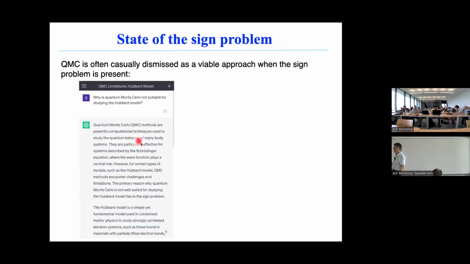This is also a year old. Maybe ChatGPT is smarter now. A year ago, when I was preparing this part, I tried to lead the witness. I asked a question that went this way: why is quantum Monte Carlo not suitable for studying the Hubbard model? It gave me a long diatribe: quantum Monte Carlo methods are powerful, blah, blah, blah. And then it says the primary reason why quantum Monte Carlo is not well suited for studying the Hubbard model lies in the sign problem.